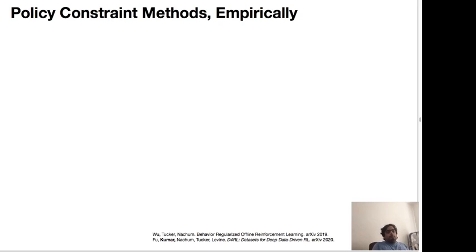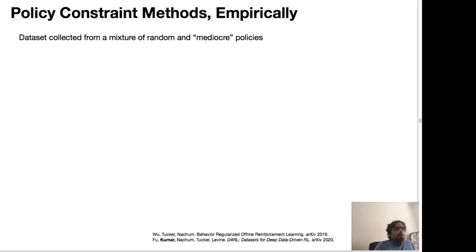Okay, so now we have covered the broad set of methods that fall in this category of policy constraints, and let's very briefly look at some of the empirical results for these methods. By no means is this the exhaustive list, and you should check out a lot of the papers that I referenced on the slide that enumerated different kinds of policy constraints to see what different kinds of methods do in practice.